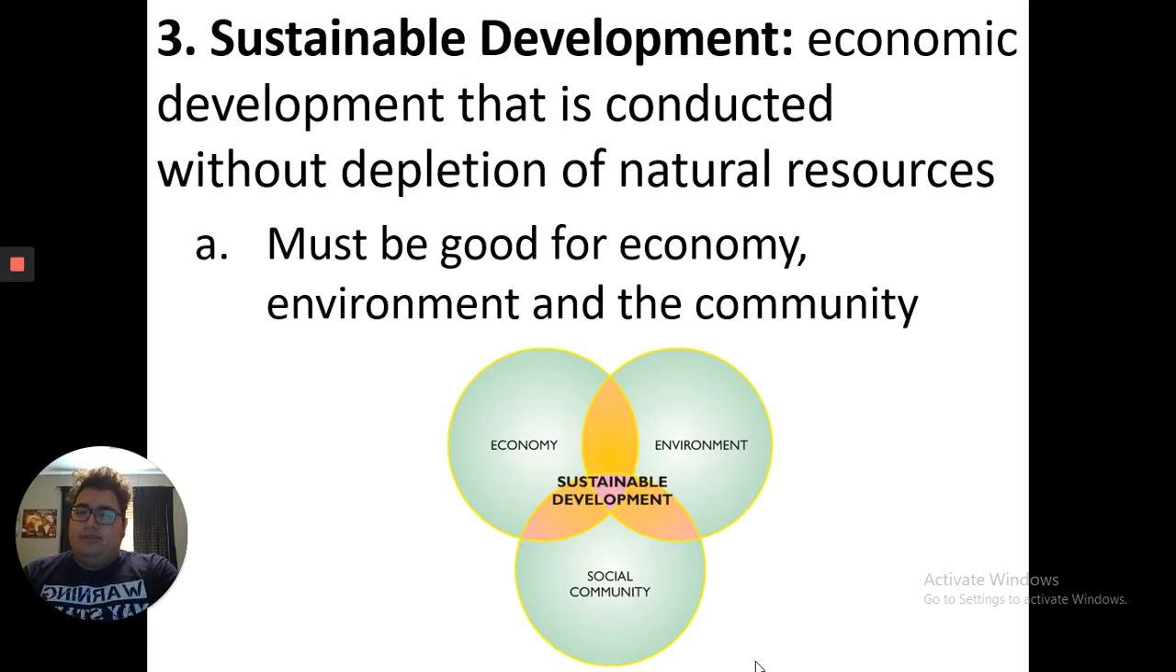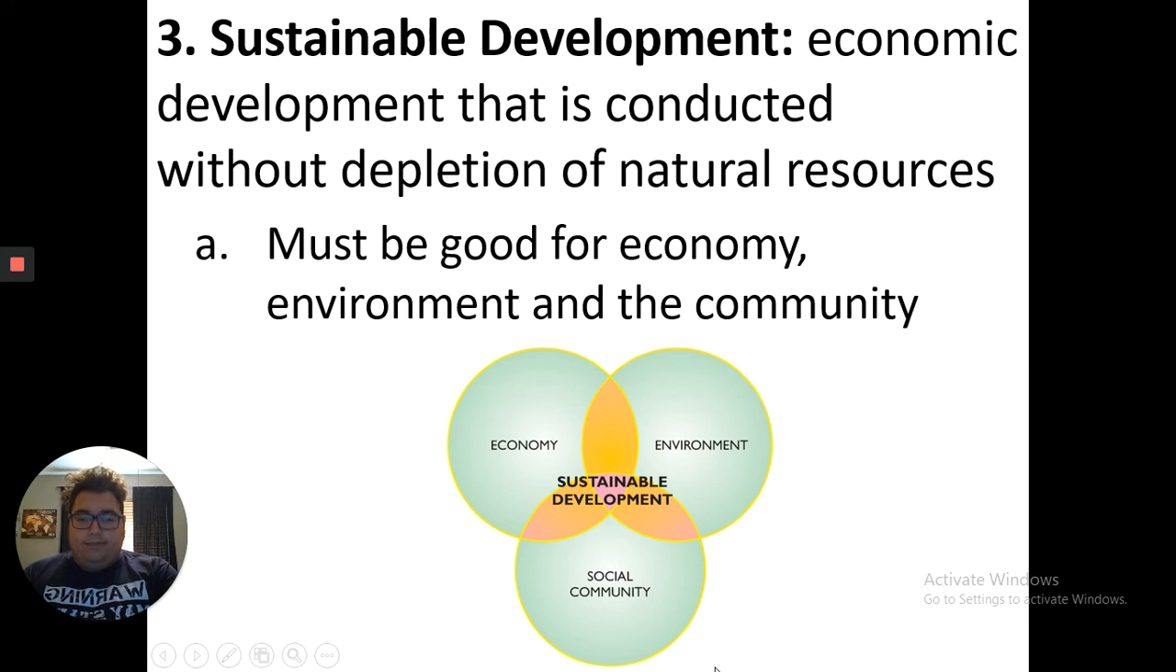But there's sustainable development that needs to happen for these countries, and this is a little off the beaten path. Sustainable development is conducted without depletion of natural resources. That's like not sucking up all the oil or this or that. But you need a healthy thing. You need a good economy, a good, healthy environment, and also a good social community.